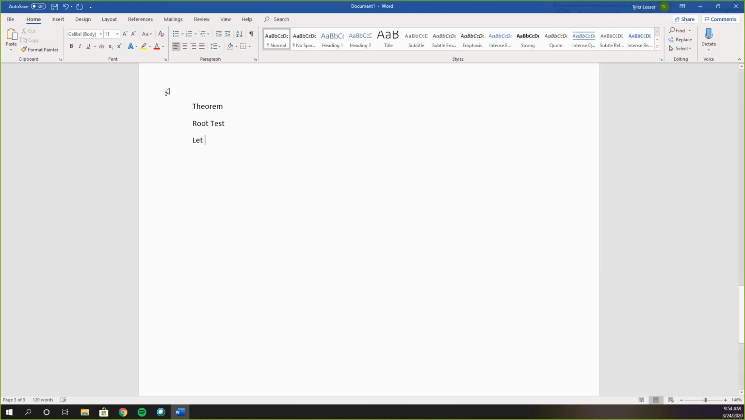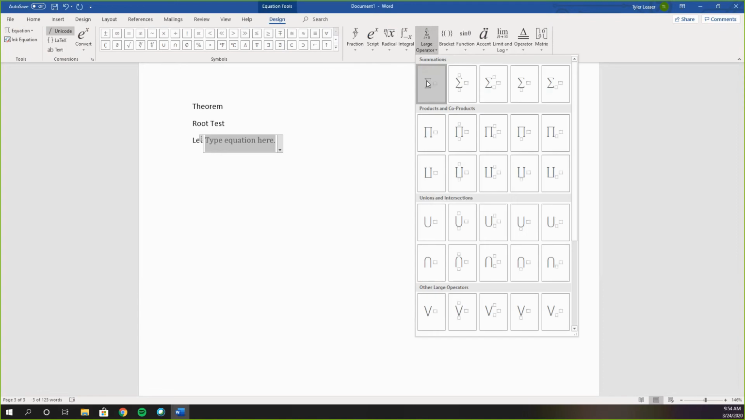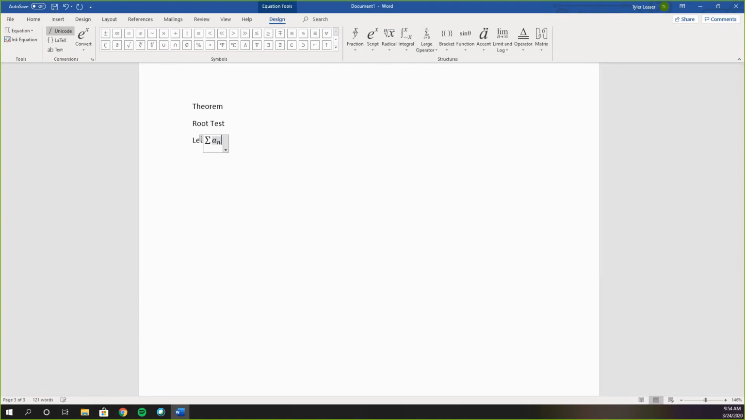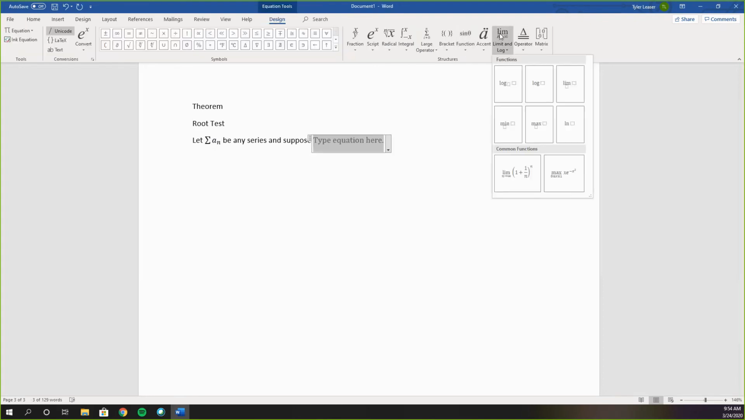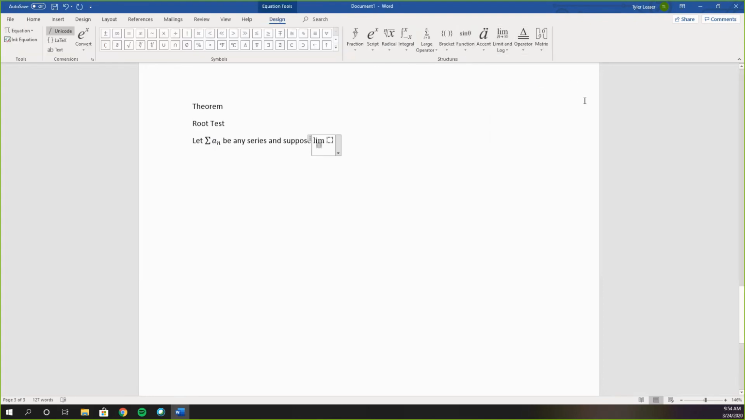So just a definition for the root test: let there be some series, these a sub n values, be any series, and also suppose that we have the following. So here's the root test part of it. We're still going to be looking at this limit, the limit again as n goes to infinity, but we're not looking at the ratio of consecutive terms anymore. For the nth root test, we're going to be looking at the nth root of the absolute value of the nth term of the series.